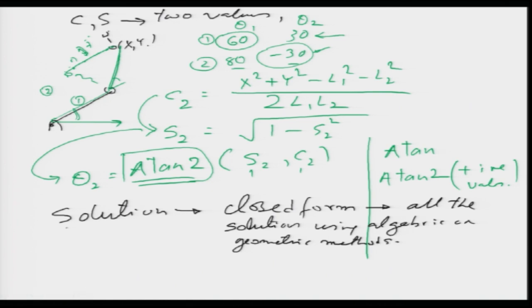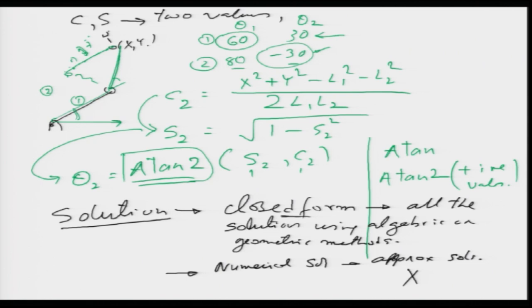So, this is the meaning of a closed form solution. When I said solution, I basically mean a closed form solution, and the other kind of solution is what we mean by numerical solutions. Numerical solutions are approximate solutions, and these are not used in robotics, because we would like to get exact solutions. Why these are not used is that if you have approximate solutions, there is always some error.